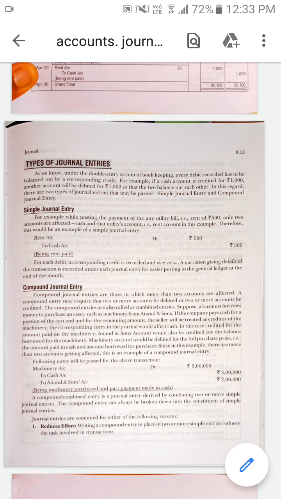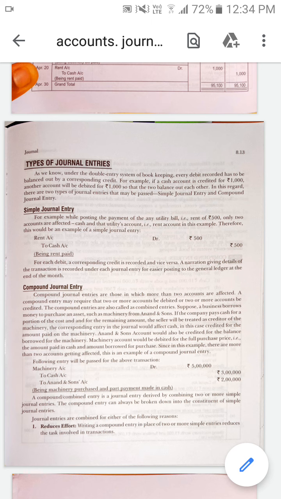2 lakhs. So the total value of machinery is 5 lakhs. Understood? So, being machinery purchased, the narration of the journal entry is: machinery purchased and part of the payment is made in cash. So in this example sum, the combined entry is a journal entry derived from combining two or more simple journal entries. So a combination of two or more simple journal entries is called a combined entry or compound entry.